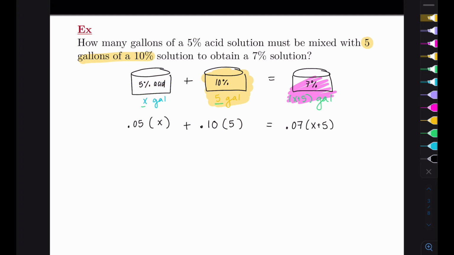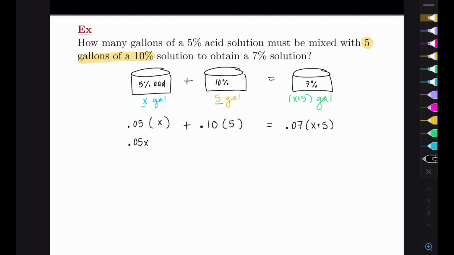So what this has done is it now tells me the gallons of acid from the first mixture plus the gallons of acid from the second is equal to the gallons of acid in that final 7% mixture. So we've created an equation that has just a single variable X. We can now solve for it. So I'm going to clean this up just a little bit.